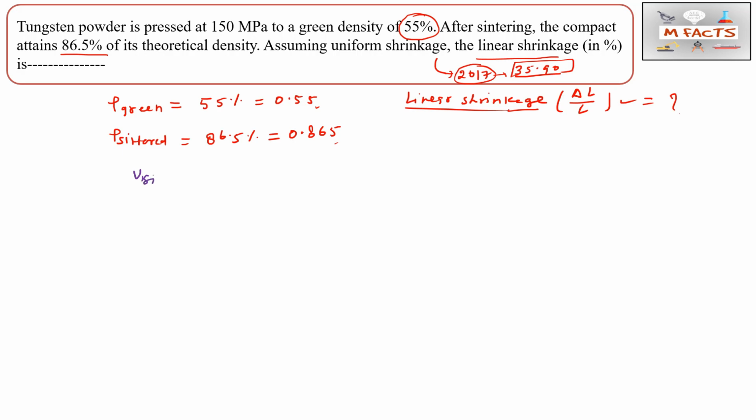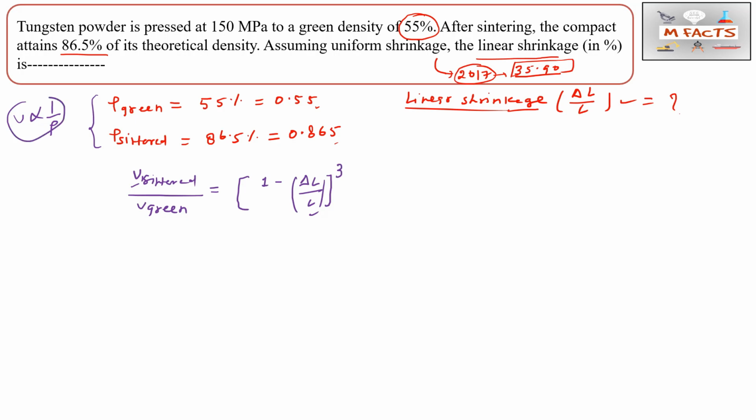We know the formula: V sintered by V green is equal to 1 by (1 minus delta L by L) whole cube. This is the formula related to the volume of sintered and volume of green compact, where delta L by L is basically the linear shrinkage. So how can we relate this to density? We know that volume is inversely proportional to density, so we can find it like that. How can we change it into density? We can do it because the mass is the same everywhere.